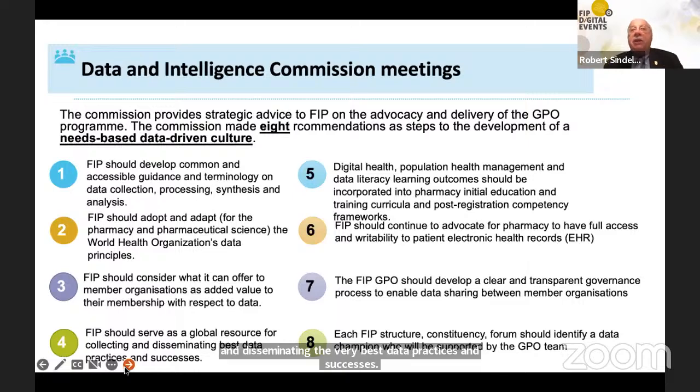Digital health, population health management, and data literacy learning outcomes should be incorporated into pharmacy's initial education, as well as the training curricula and post-registration competency frameworks. FIP should continue to advocate for pharmacy to have full access and writability to patient electronic health records. The FIP GPO should serve and develop a clear and transparent governance process to enable data sharing between member organizations, and each FIP structure, constituency, and forum should identify a data champion who can be supported by the GPO team. Chris?